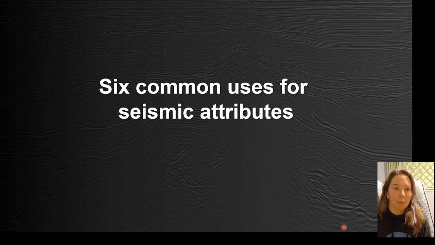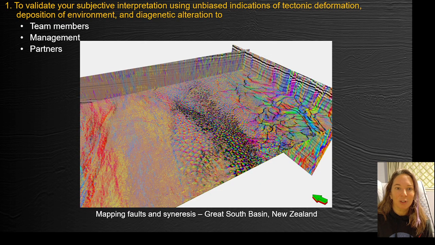Okay, so to wrap up, I just wanted to mention 6 common ways that we often use seismic attributes. The first one is to communicate to your team members, management, or other partners about a given interpretation or play concept using the least amount of slides possible. Sometimes as a seismic interpreter, we look at things like scrolling through an area very interactively. But when we do a presentation, we've got to cut that down into the 5 slides that were allotted. And so we want to put as much visualization into a couple of slides as possible.